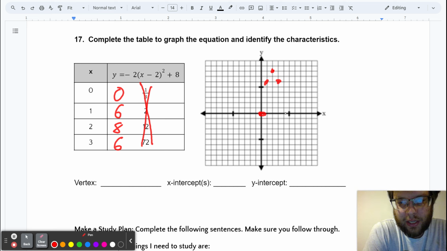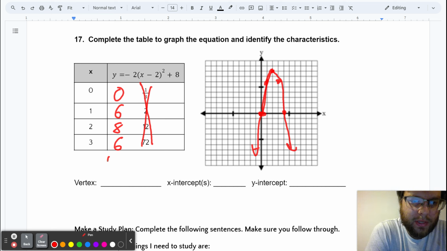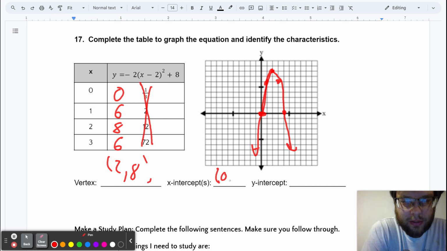And I know that it's going to come symmetrically down, so I know it's going to look like that. There we go. Vertex, 2, 8. X-intercepts, 0, 0, and 4, 0. Y-intercept, 0, 0.